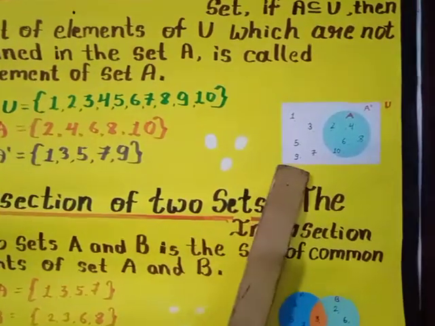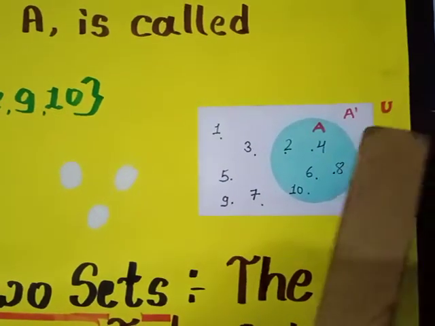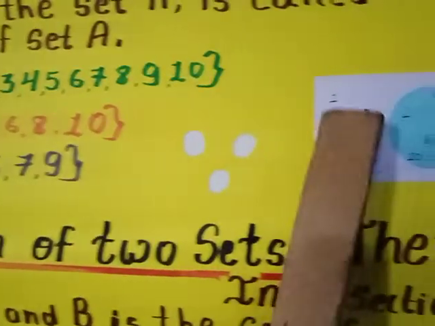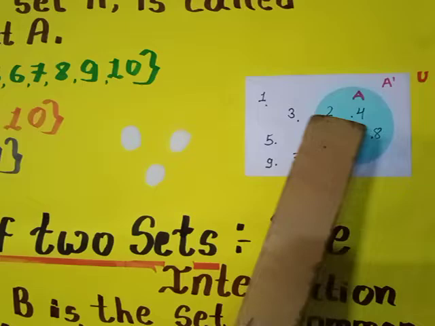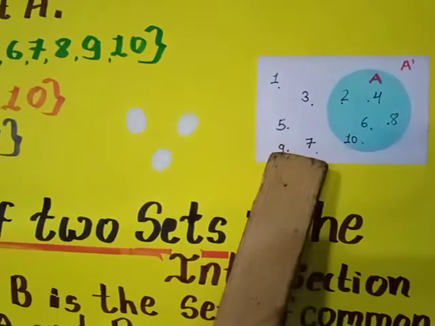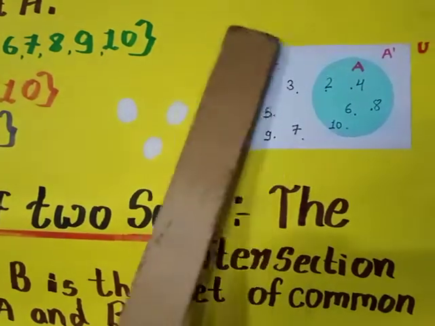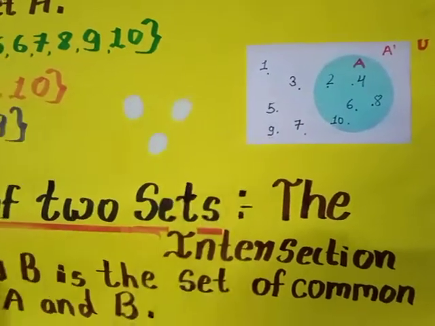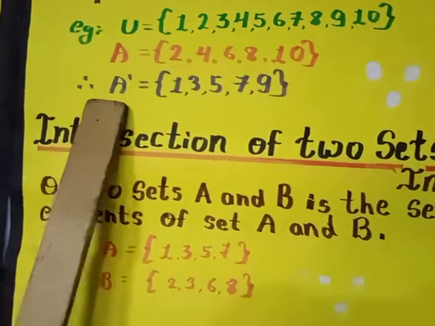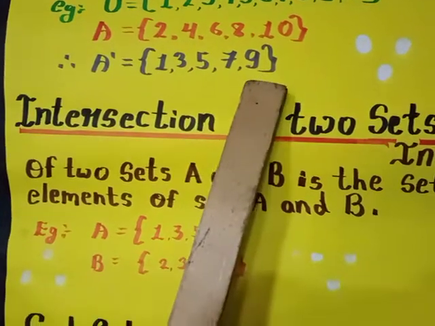We just have to understand it by the Venn diagram. This white rectangle is the universal set, and this blue one is set A. We have the numbers 1 to 10 in the universal set and just 2, 4, 6, 8, 10 in set A. What will remain in the universal set? 1, 3, 5, 7, 9. These are what is called the complement of set A. So we have to write it this way: the complement of set A is equal to 1, 3, 5, 7 and 9.